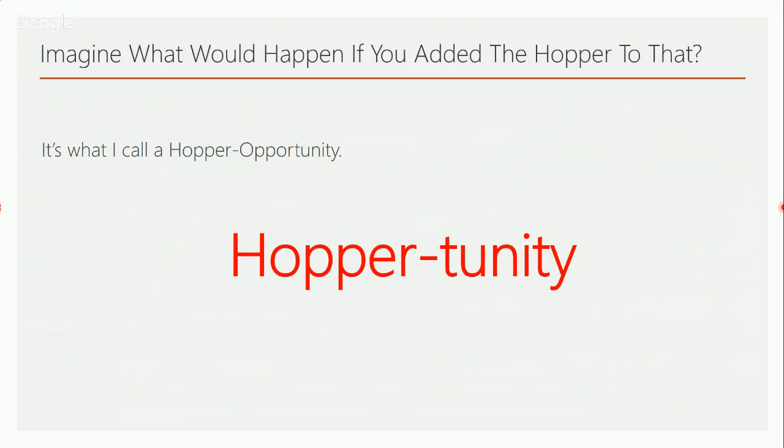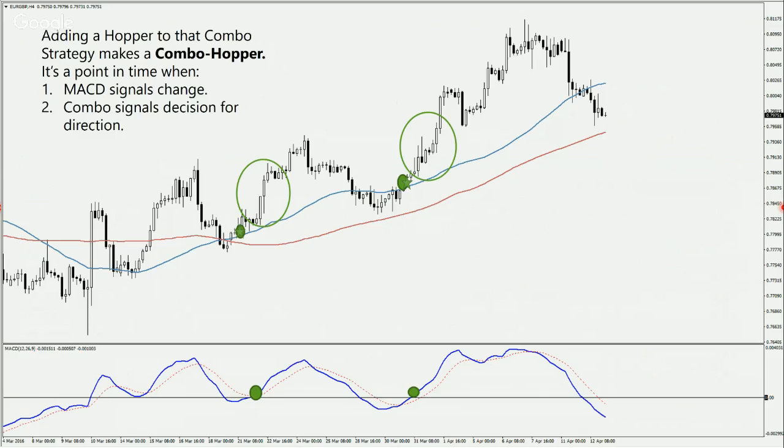Imagine now what would happen if you added the hopper to that with what we've already learned about the hopper. It's what I call a hopper opportunity or a hopportunity. Okay, it's a hopportunity. We just created a word. Adding a hopper to that combo strategy makes what I call a combo hopper. It's a point in time where the MACD signals change with a hopper, and the combo strategy signals decision for direction where I expect to see momentum.